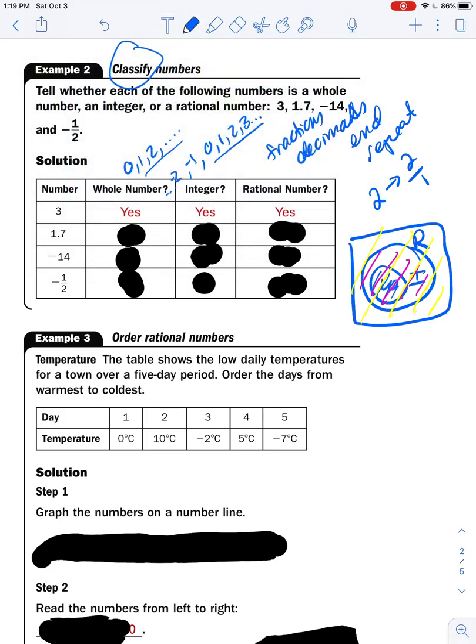So how about 1.7? Well, 1.7 doesn't seem to be in my list of whole numbers because it's no fractions, no decimals. So that one I expect to be a no. How about an integer? The only thing that integers do differently than whole numbers is they include negatives, but still no fractions or decimals. So I expect that to be a no. But 1.7, is it rational? Well, it's not a fraction, but it is a decimal that ends.